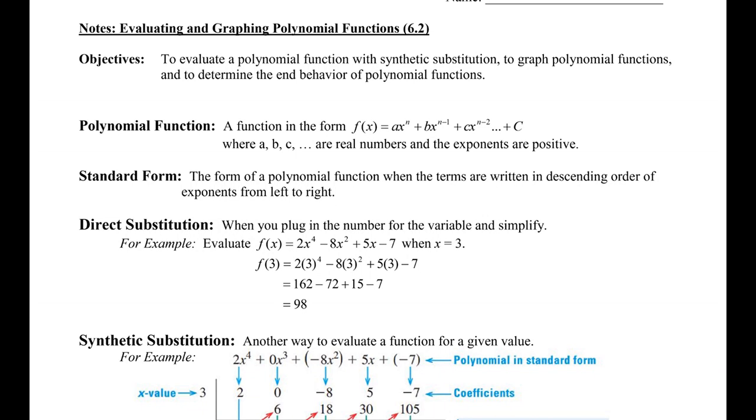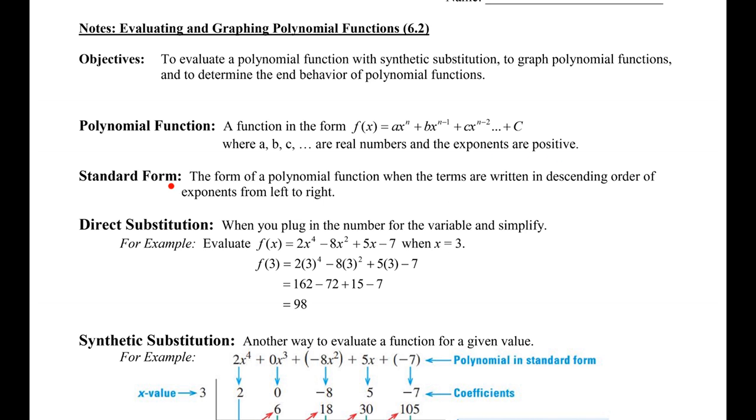Today's notes are on evaluating and graphing polynomial functions. A polynomial function is a function in the form of ax to the power n plus bx to the power one less, plus cx to the power two less, so it's in descending order by degree with a constant at the end. A, b, and c are going to be real numbers and the exponents will all be positive.